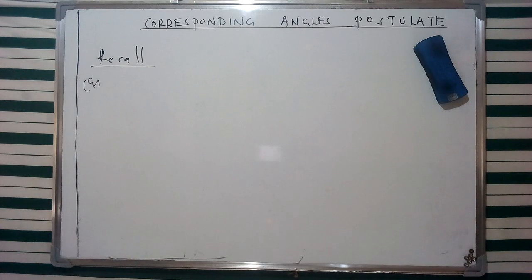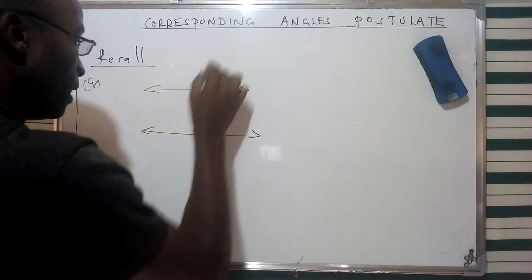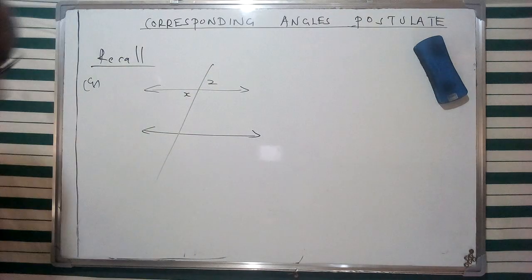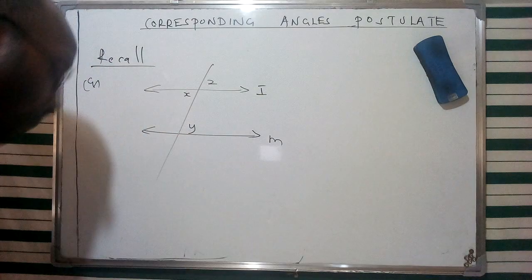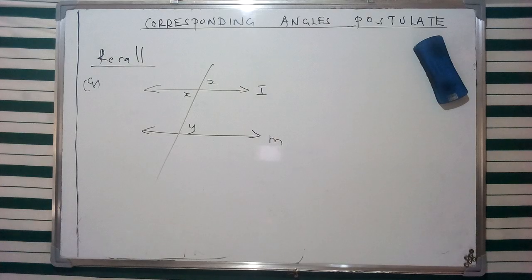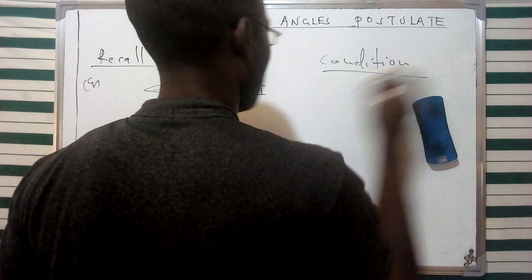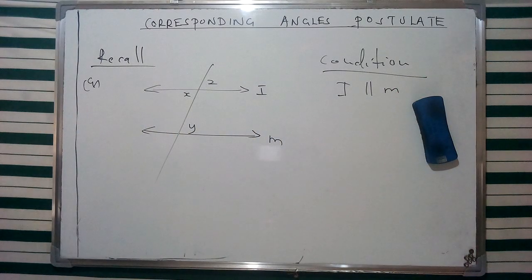So I'm going to give this general case whereby we're going to have these two parallel lines, I and M, and then we're going to have a transversal given as such. So this is going to form angles Z and X, perhaps Y, given as such for lines I and M. Given the condition, of course, that these two specific lines, I and M, are going to be parallel, we're going to consider angles Z and Y to be corresponding angles.